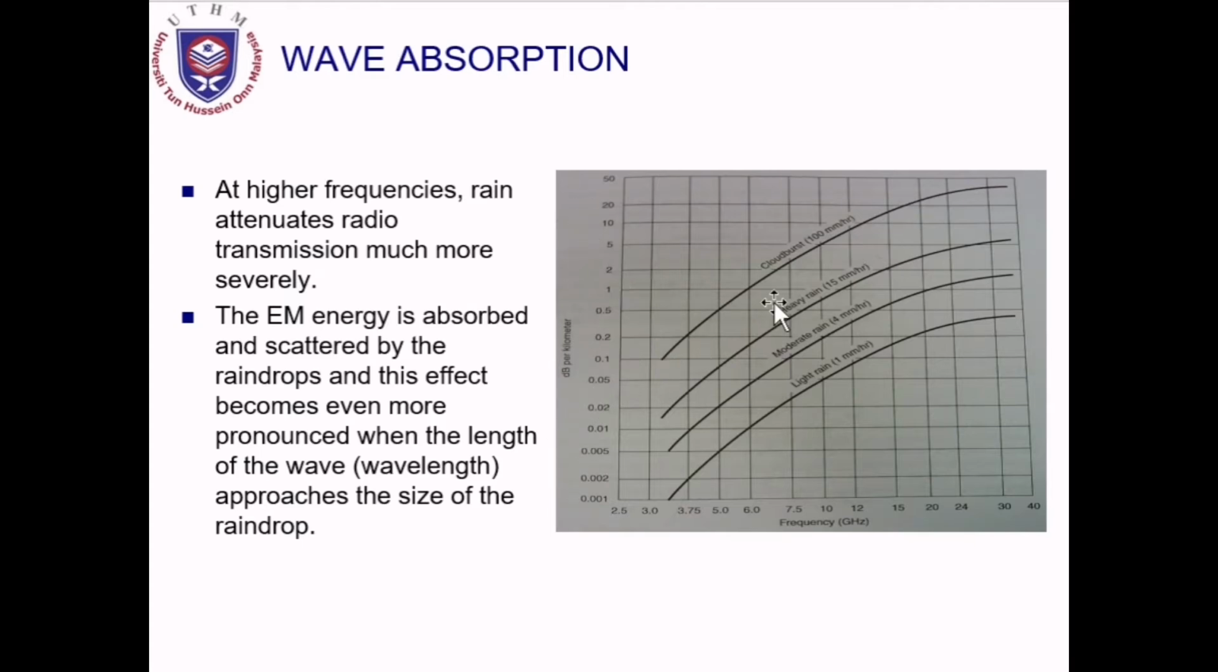This figure shows the effect of rain on EM or electromagnetic wave propagation, starting from 3 GHz to 40 GHz. If it's heavy rain, the attenuation is much higher than with light rain.